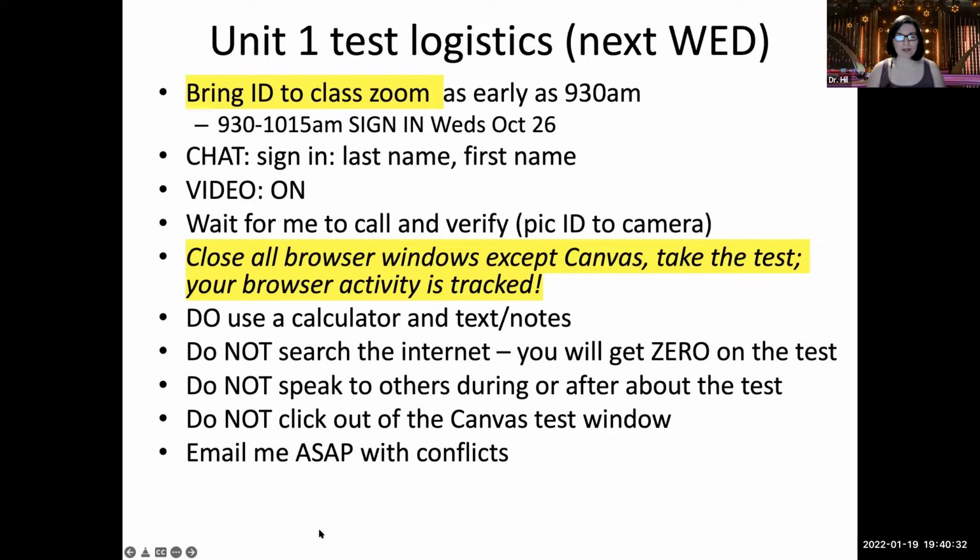If you have a conflict with your testing time, email me. Okay. And do email me because I can work with your schedule if necessary.